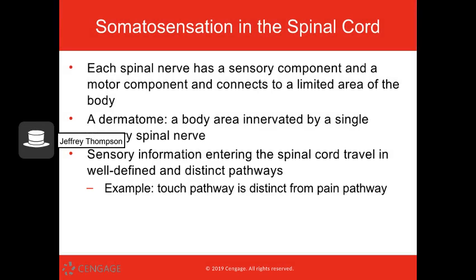So each spinal nerve has a sensory component and a motor component, and it connects to a limited area of the body. We have what are called dermatomes, which are body areas innervated by a single sensory spinal nerve. Now, sensory information entering the spinal cord travels in a well-defined and distinct pathway. For example, a touch pathway is going to be distinct from a pain pathway.